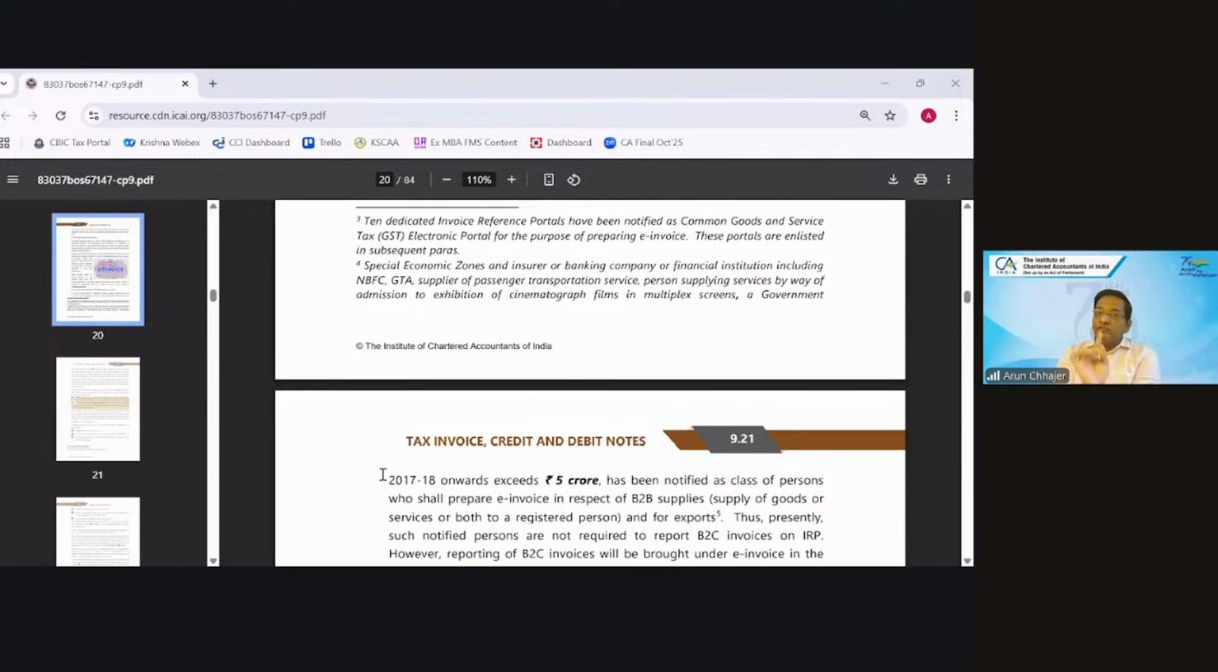Please never use the word deemed export for any other transaction, because for deemed export, you need to pay the tax first and take the refund. Whereas you can make the zero rated supply, export and SEZ, under LUT without payment of tax. Is that clear to all?